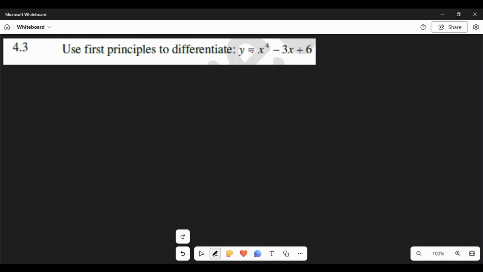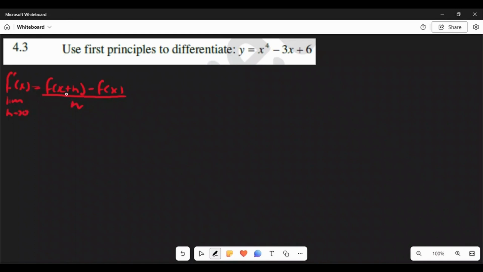So before we do this, you need to know exactly what is the formula that you're gonna use when we differentiate using the first principle. So here's the formula, guys. Let me write it here. It goes like this: f prime of x is equal to f of x plus h minus f of x, and then you divide this by h, and then you say limit h approaches 0. So this is the formula that we're going to use.